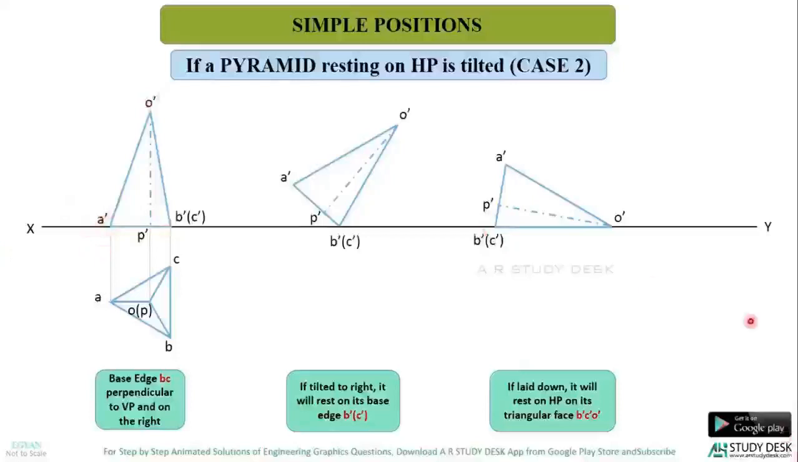Hope the simple positions of pyramids and prisms are clear, and you have to choose the simple position of the solid according to the question. You have to check whether the solid is resting on the corner, the base edge, the triangular face, the slant edge, or the face edge, and according to that you select the simple position of the solid. Okay.